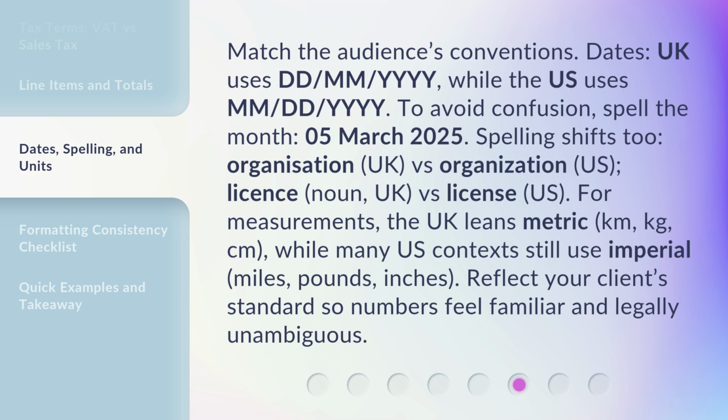Spelling shifts too. Organisation, UK versus organization, US. Licence as a noun, UK versus license, US. For measurements, the UK leans metric, km, kilogram, cm, while many US contexts still use imperial, miles, pounds, inches. Reflect your client's standard so numbers feel familiar and legally unambiguous.